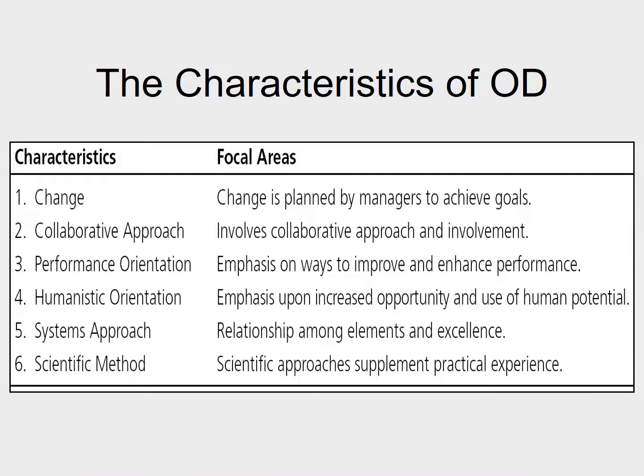So the characteristics of OD, and this is from the book, basically change. One of the big things that OD is, it's about changing organization. Change is planned by managers to achieve goals. So generally, most of the intervention is going to come from the top. We're changing the structure of the organization. We're changing a part of how we do business. We're changing a part of how we do training. We're doing a part of retention. And as a part of that, we're going to have interventions usually that are going to move through the actual management to achieve these goals.